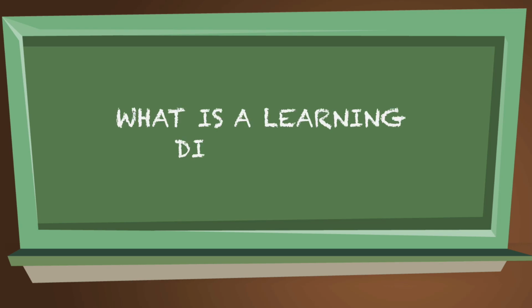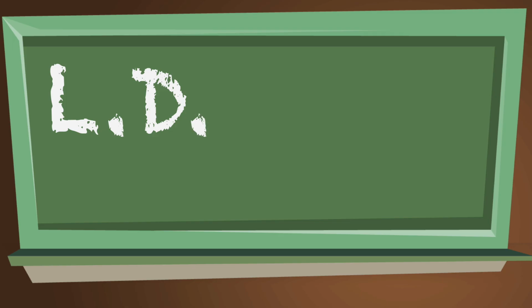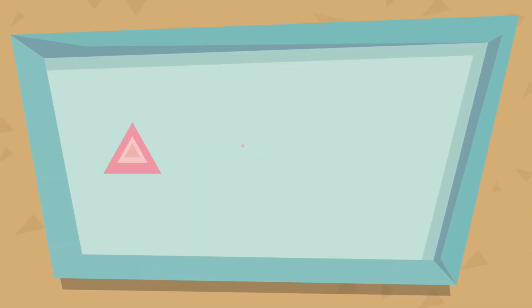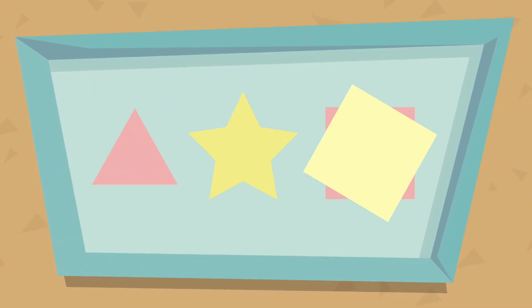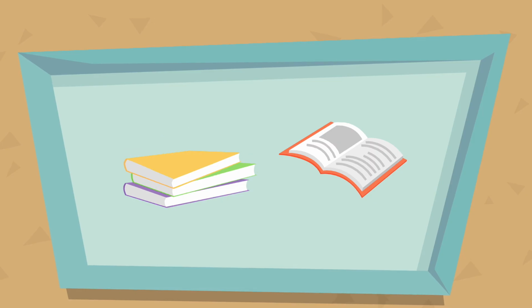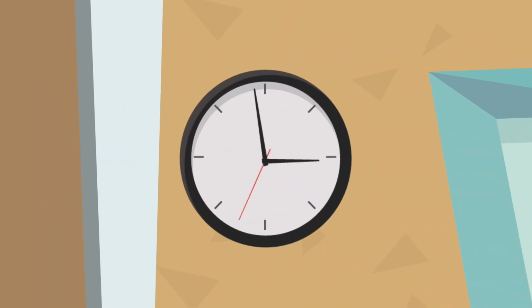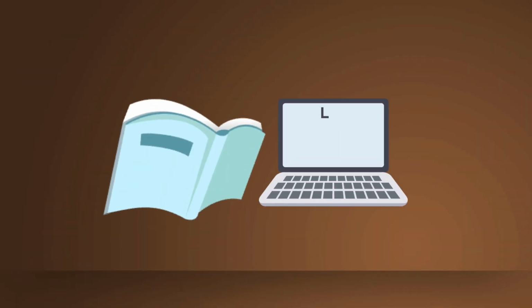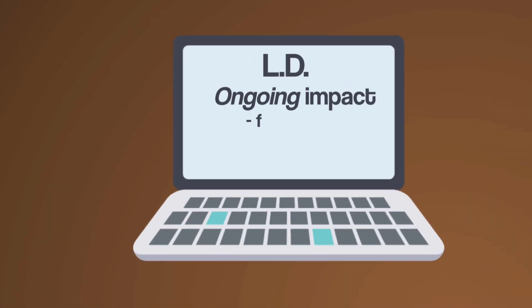What is a learning disability? Learning disabilities, or LDs, affect the way the brain takes in, stores, and recalls information. LDs come in many forms and affect people with varying levels of severity. They can interfere with learning basic skills, such as reading, writing, organization, time management, and social communication skills. Living with a learning disability can have an ongoing impact on friendships, work, and self-esteem, to name a few.